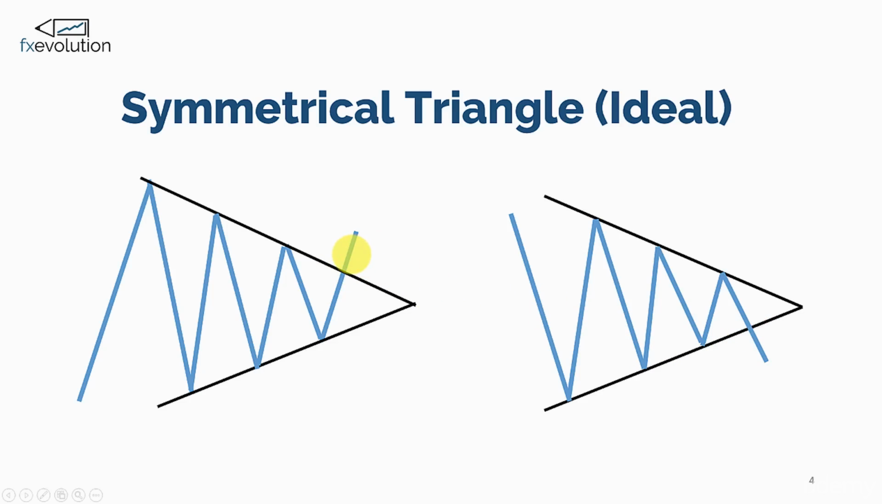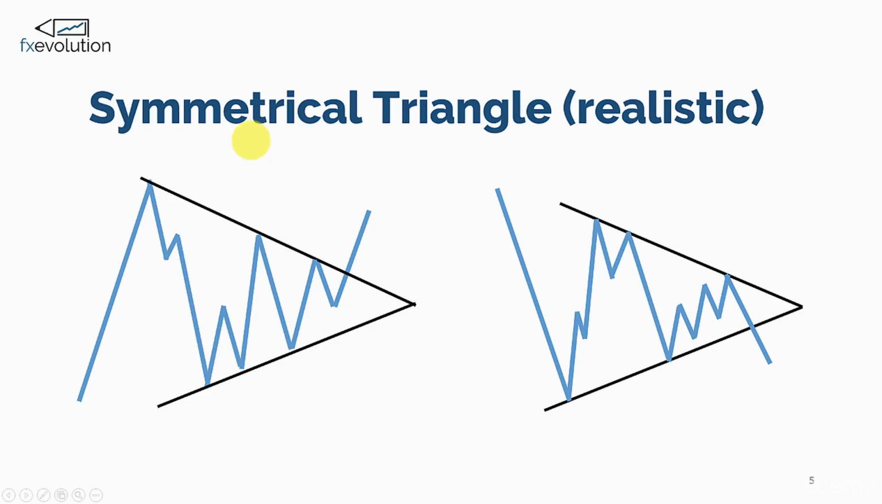When it breaks above here, we'd be looking at potentially buying into the market, and if it breaks to the low point, we'd be looking at potentially selling into the market. It's important to realize this is an ideal world scenario. So what does it more likely look like? When we look at the charts, this is probably what we're going to more likely see.